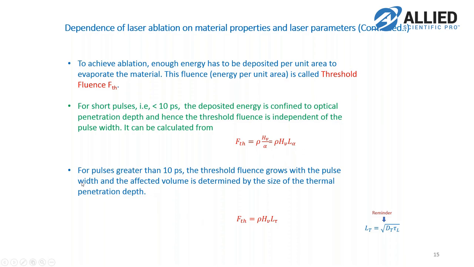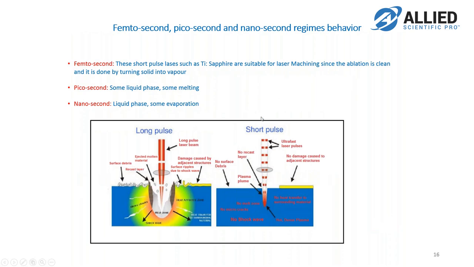But for pulses that are bigger than 10 picosecond, there will become a dependence on the thermal penetration depths, LT, which is in turn a function of pulse width. So the longer the pulse width, the larger would be the threshold fluence. So you'd need to apply more energy to remove the material. So that's the difference between the picosecond, nanosecond, and femtosecond regime.